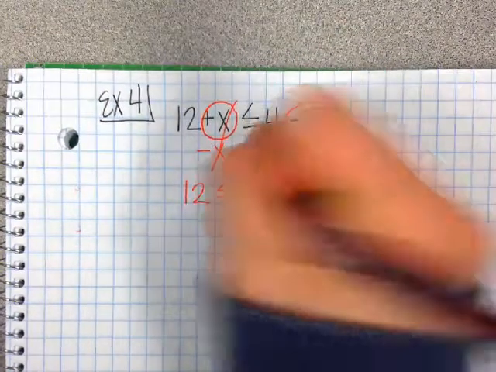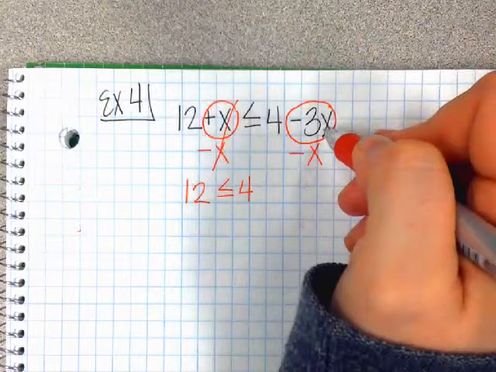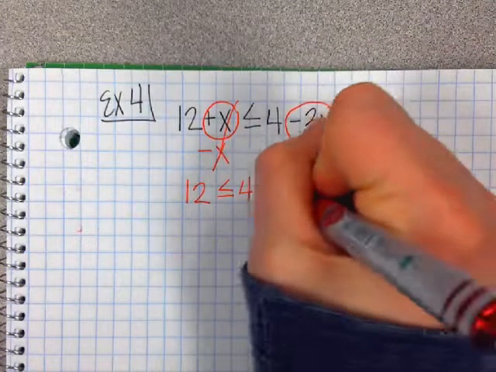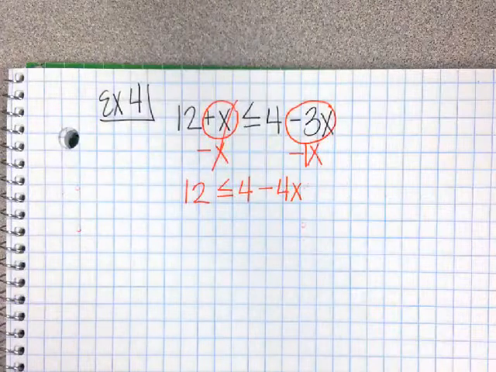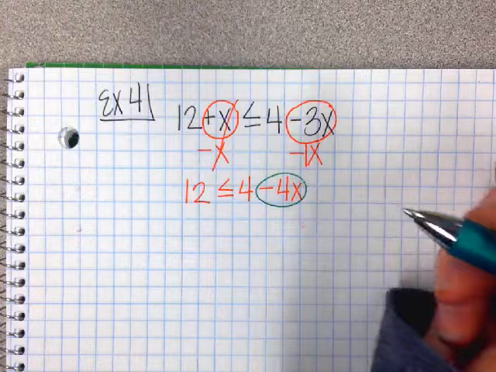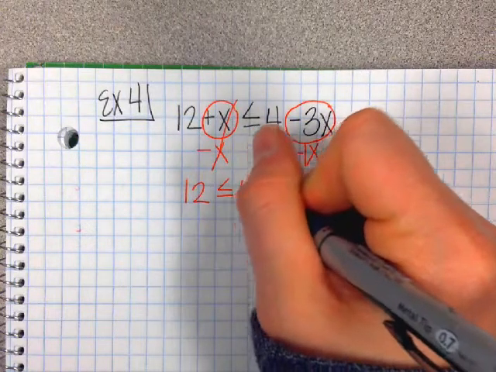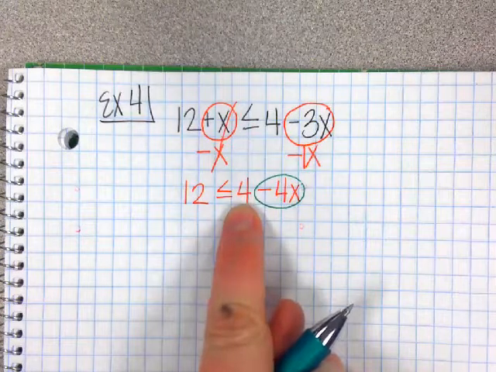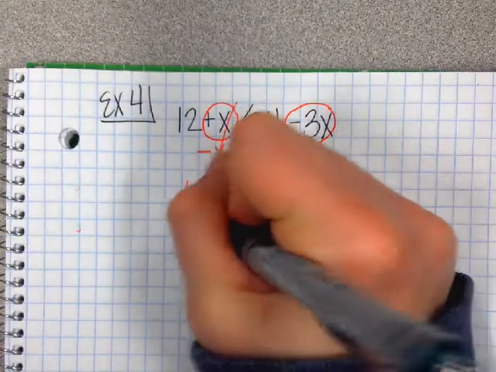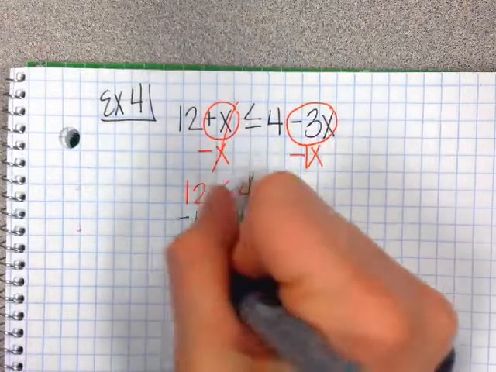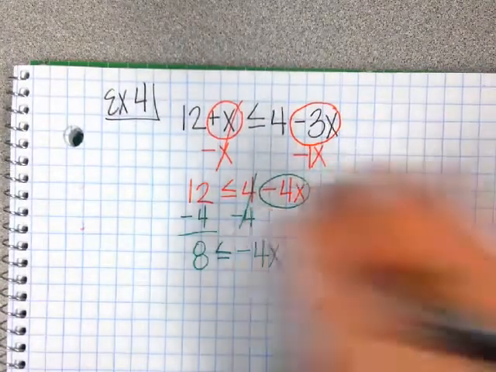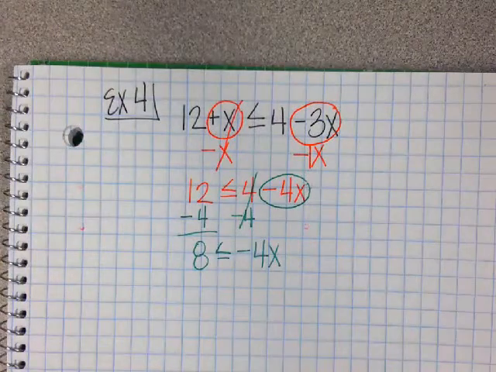Then I would be left with 12 less than or equal to 4. Now, negative 3x minus x, negative 3 minus 1 would be negative 4x. Circle the variable again. Make sure you circle it with the sign. Now, this is a positive 4. This is what I'm trying to get off of that side, so I need to subtract 4 and subtract 4. 12 minus 4 is 8, less than or equal to negative 4x.